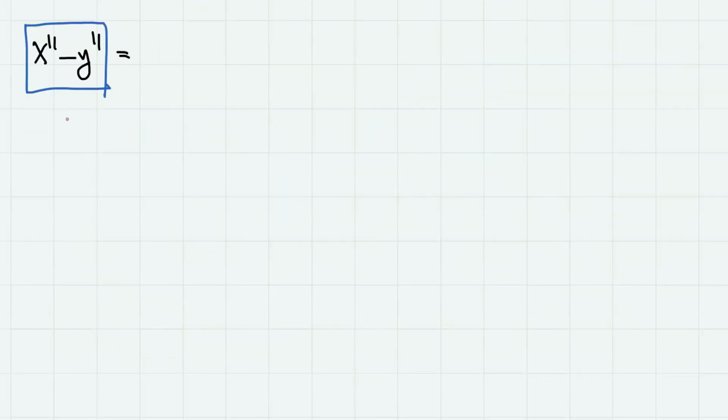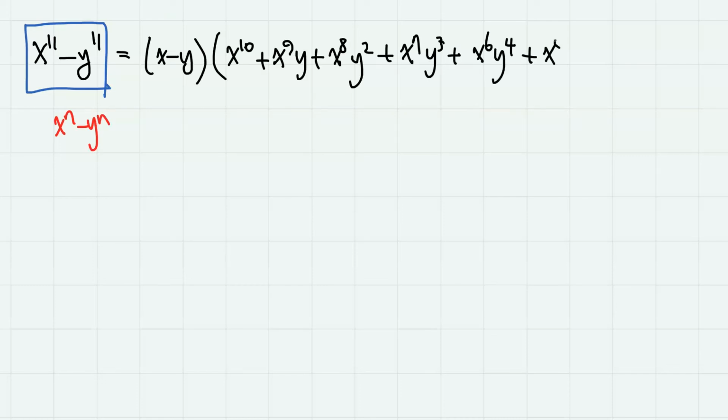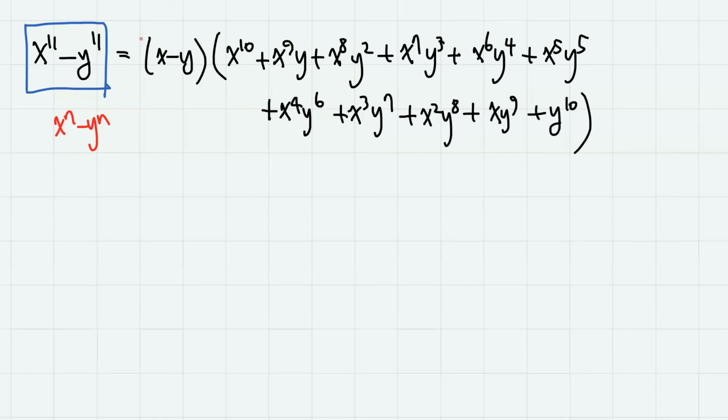Now moving on to the 11. Here we just simply apply the formula for x to the n minus y to the n when n equals 11 to obtain this.